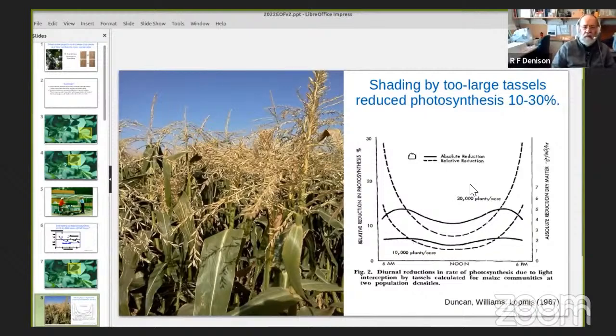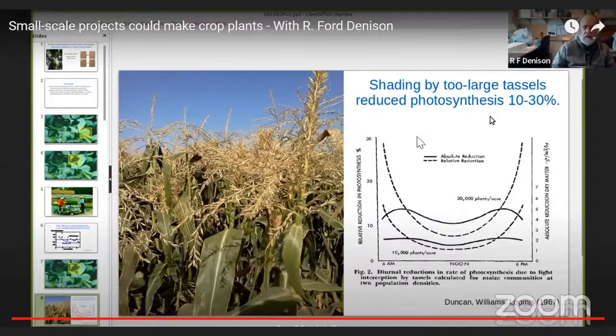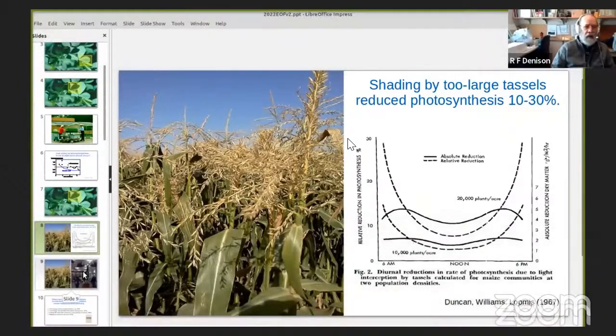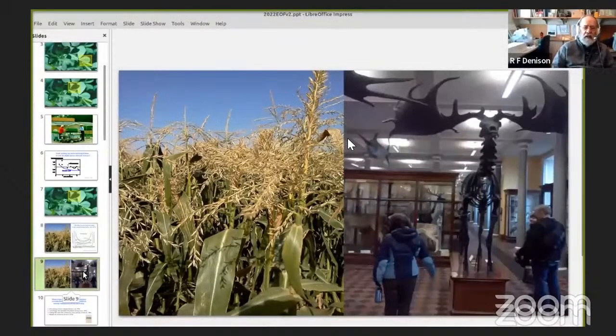And the answer you could see here is up to 30%. Middle of the day, it's 30%, less than 10%, but significant losses of 10% of photosynthesis from these tassels being too large. These plants have been evolved for millions of years, and then plant breeders worked with them for hundreds or a few thousand years.